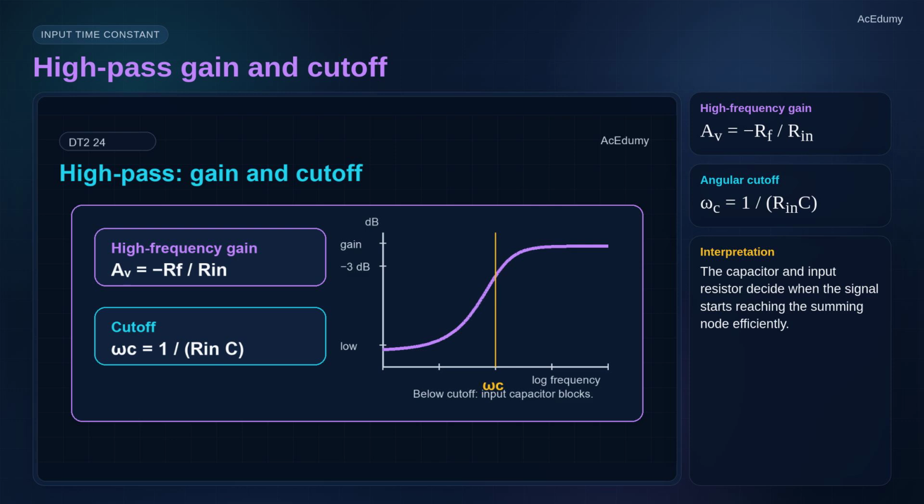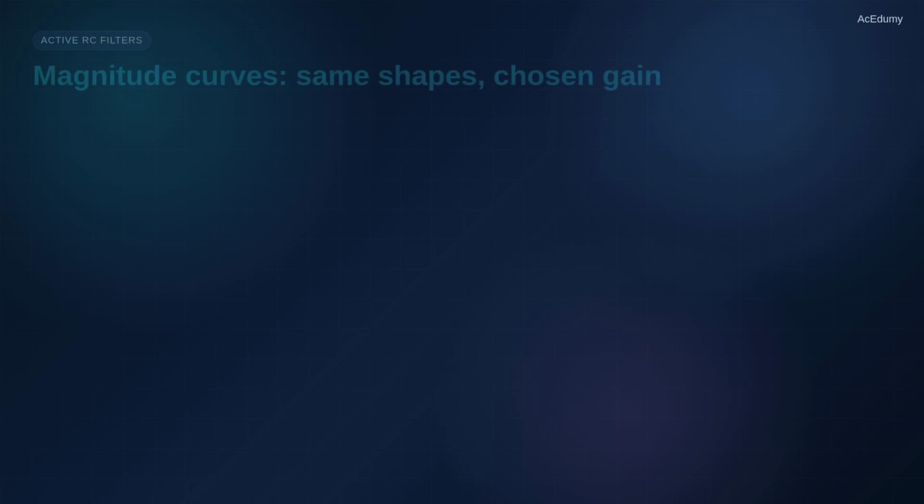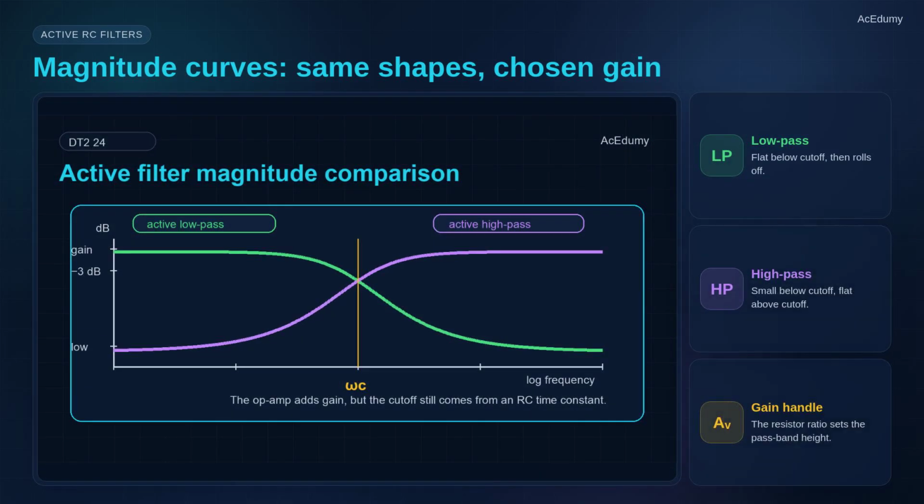Below cutoff, the input path is weak. Above cutoff, the input reaches the inverting node efficiently. The magnitude curves look familiar, but there is one important difference from passive RC filters. The flat part of the curve can sit at a chosen gain, not just at 0 decibels. The op-amp gives us a design handle for gain, while the resistor-capacitor product gives us the corner frequency.